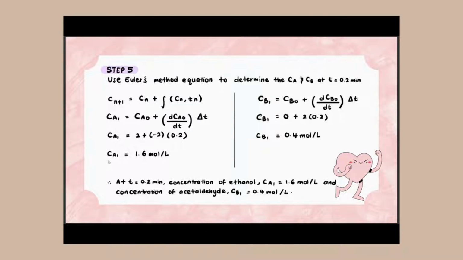for our Ca. Next, we will calculate the Cb by using the same formula. We insert all the values that we have and then calculate. We will get the value of Cb equal to 0.4 mole per liter. Do take note that the values that we calculate, the Ca and Cb, are the concentrations at t equals 0.2 minute.